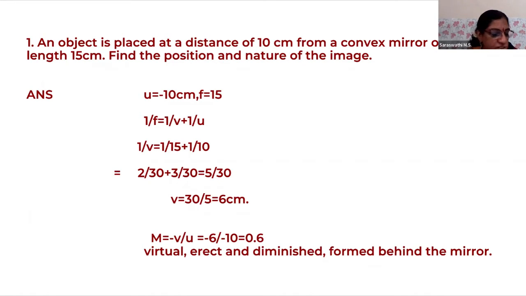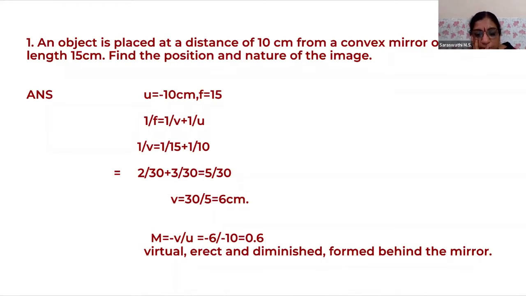What is the mirror which is going to give you such a kind of image? Plane mirror, ma'am. Plane mirror always gives a virtual, erect, and same-sized image of the object. Same size. Okay, so magnification is minus 1.